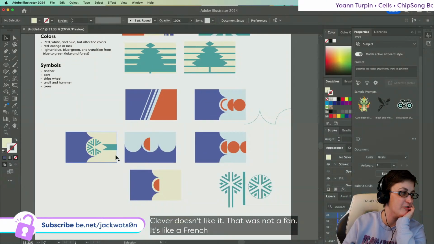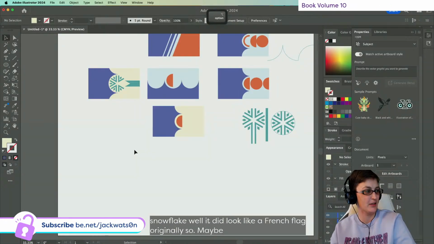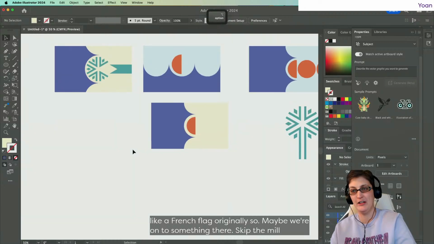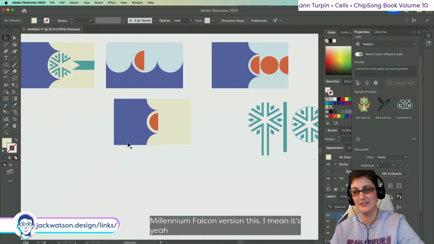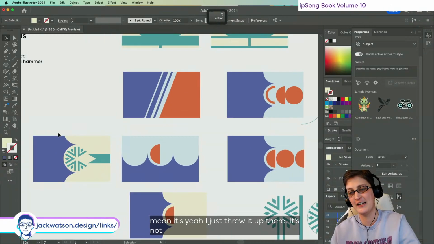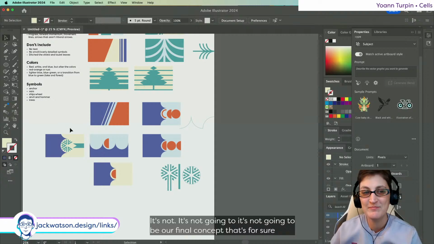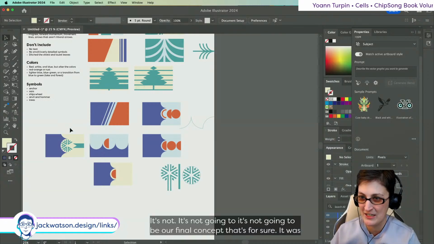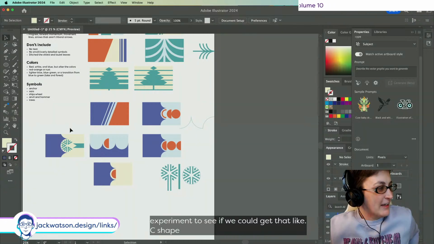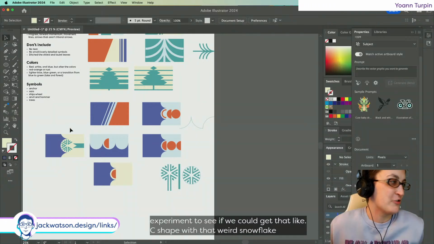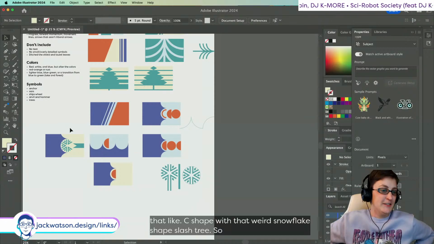It's like a French snowflake. Well, it did look like a French flag originally, so maybe we're onto something there. Skip the Millennium Falcon version. This? I just threw it up there. It's not gonna be our final concept, that's for sure. It was an experiment to see if we could get that C shape with that weird snowflake shape/tree. So, yeah, no.